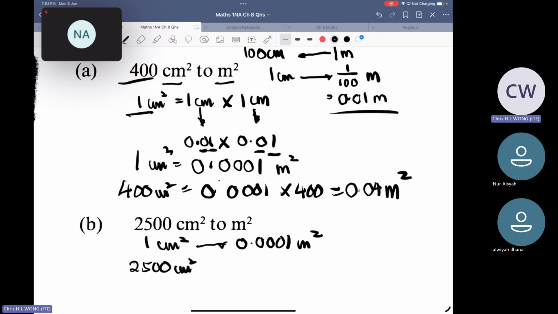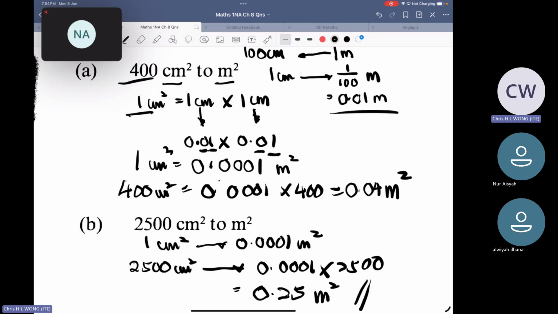2500 cm square gives you 0.0001 times 2500. 1, 2, 3, 4, 1, 2, 3, 4. 0.25 meter square. Use your calculator, please. Just press, you should get this. Okay. Is that okay? Must know. You must do a conversion. This will come up. It came out last year.